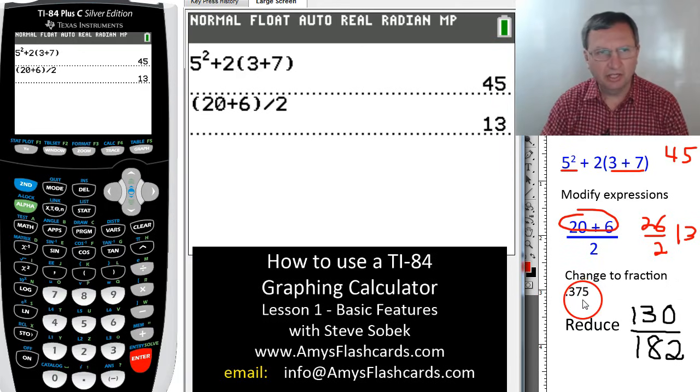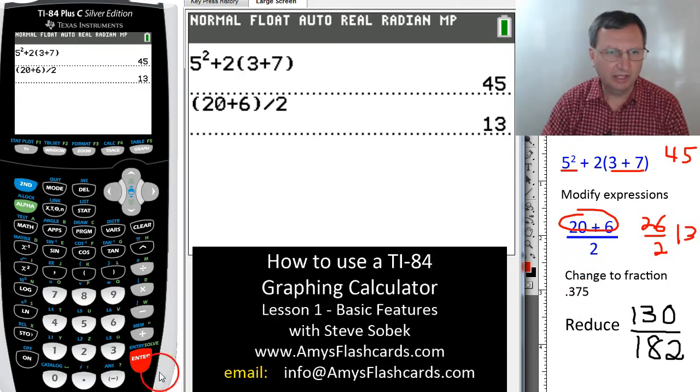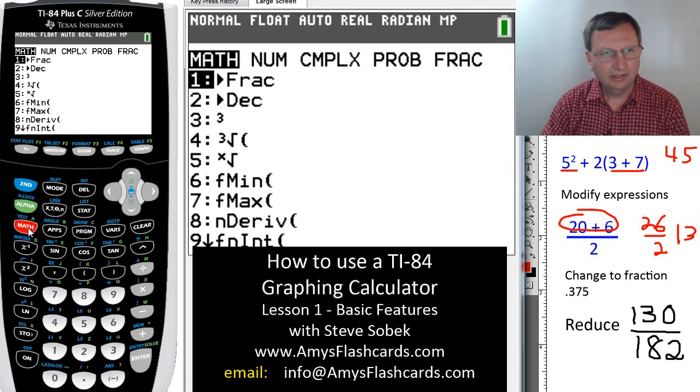Change this into a fraction. Change decimal into a fraction. Let's type in 0.375. And then change to fraction is in the math menu. Here's the math button. Click that. Number 1 is change to a fraction.